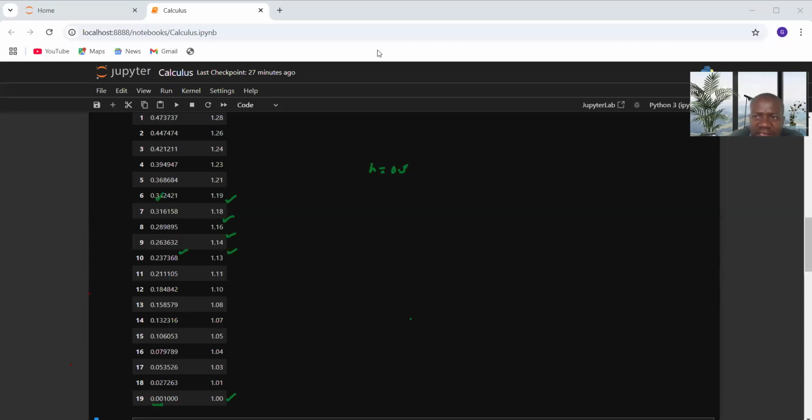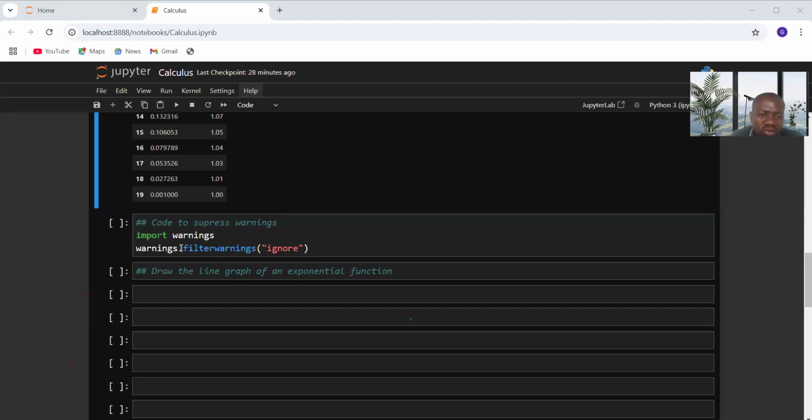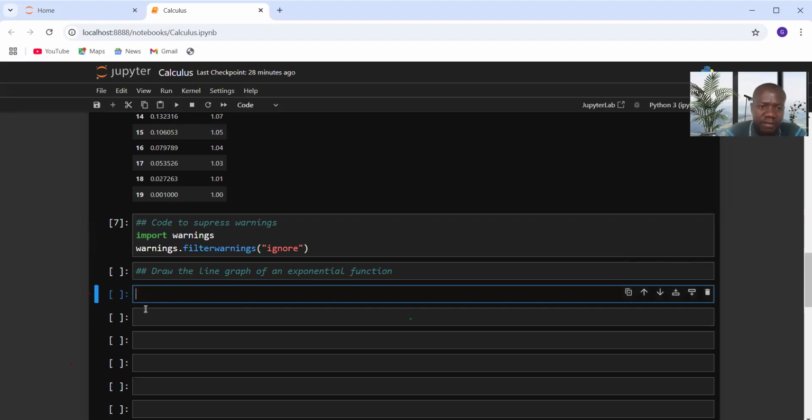But now let's visualize this. Let me draw a line plot. Let's construct a line plot to actually visualize this output. And to do that, this is the code just to suppress any warning that will be here. Let's just run it.